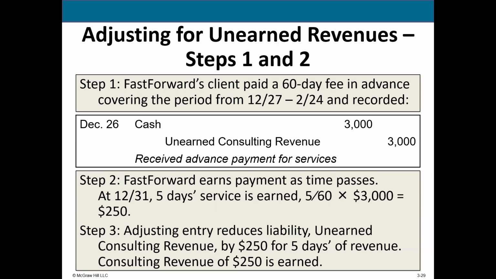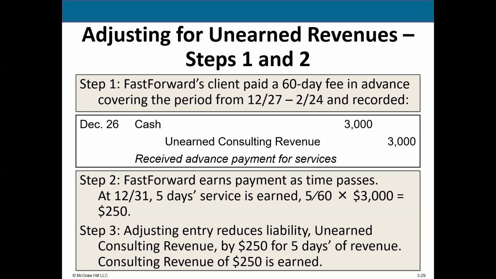Okay. So December 26th, we enter the agreement with the customer. So I debit cash for 3,000 and I credit unearned consulting revenue for 3,000. I need to recognize revenue for 5 days for the end of 2025. So I'm going to figure out what that amount is by taking the 5 days divided by the 60, which is the amount of time. And I'm going to multiply that by the amount we've contracted for, in this case, $3,000. That gives me an amount of $250.